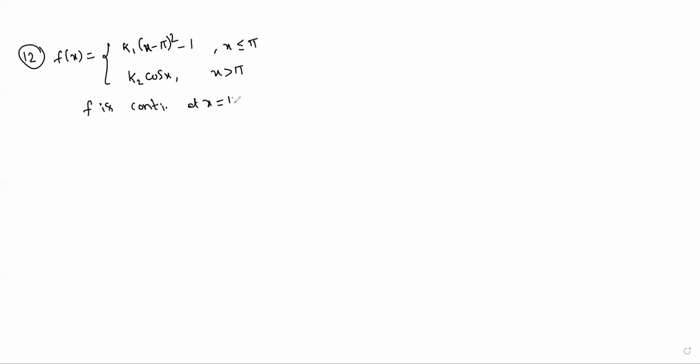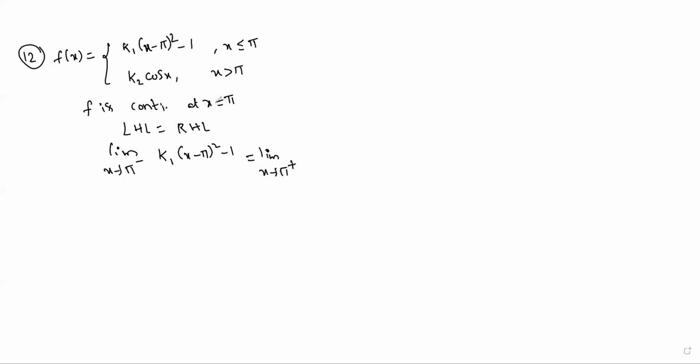Continuous at x equal to pi. Simple, you will take LHL equal to RHL. LHL means what you will take here? Limit x tends to pi minus, at x less than pi, what is the function? k1 into (x minus pi) whole square minus 1 is equal to RHL.